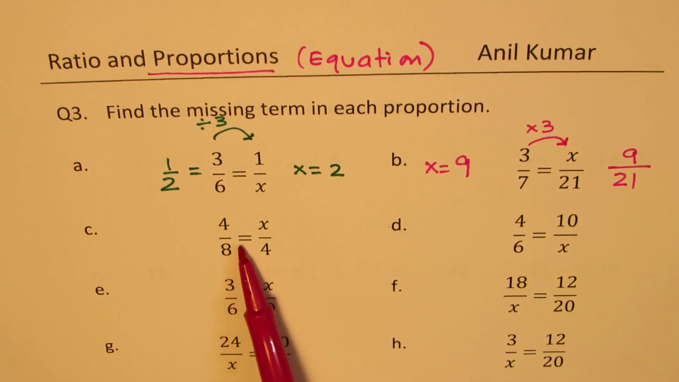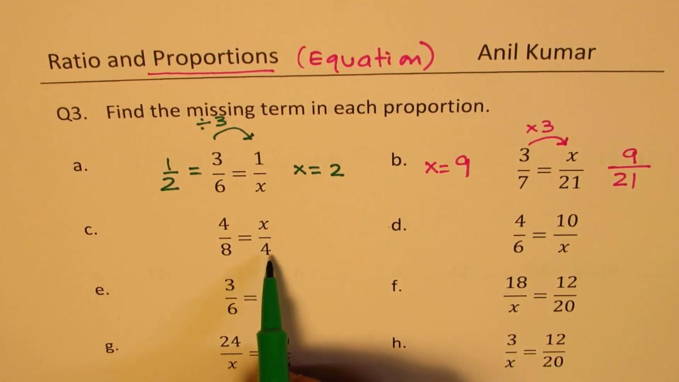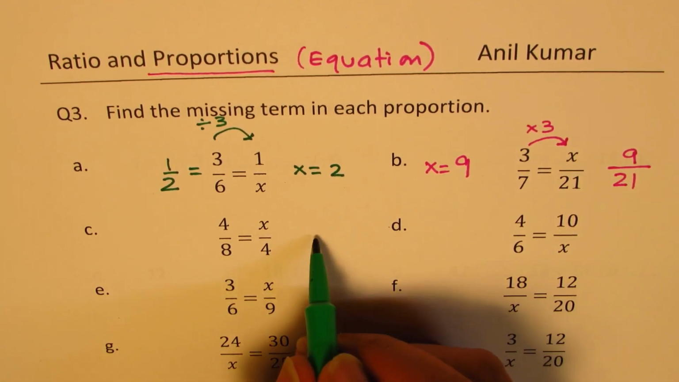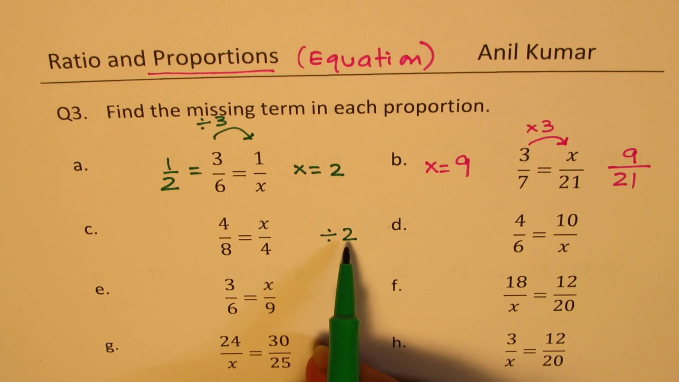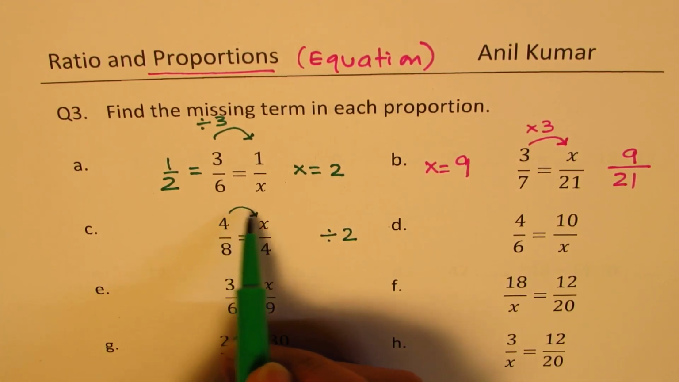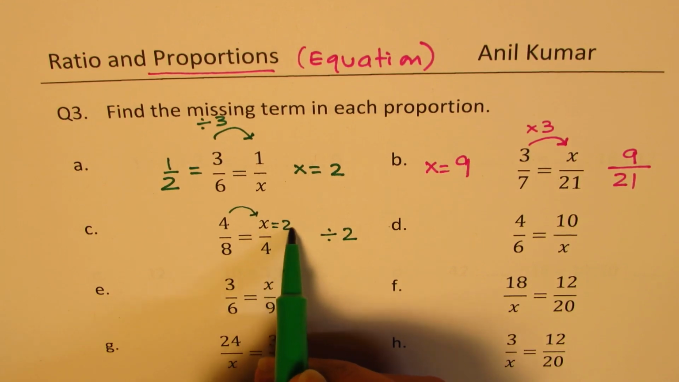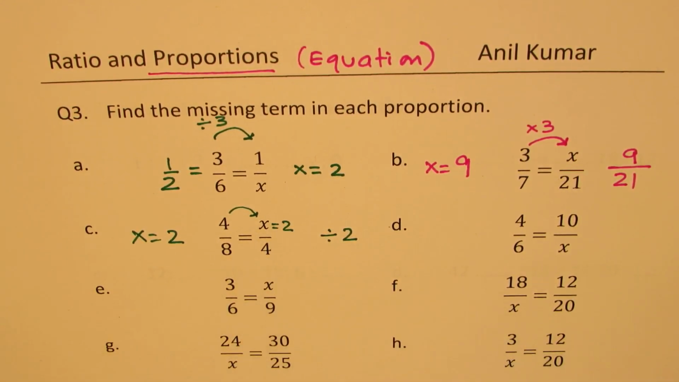4 over 8 equals x over 4. What is x? Well, how do we get 4 from 8? We have to divide by 2. So that becomes the scale factor, correct? So dividing by 2, what should we get here? 4 divided by 2 is 2. So we get x equals 2, correct? So this should be 2 over 4. Is that right?